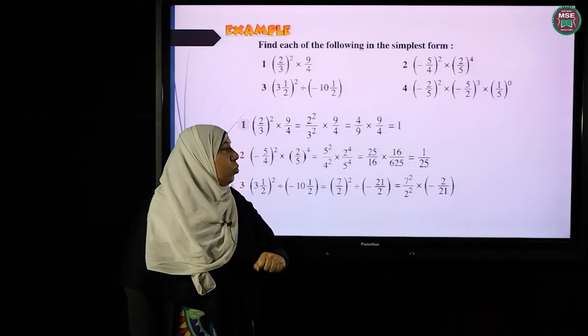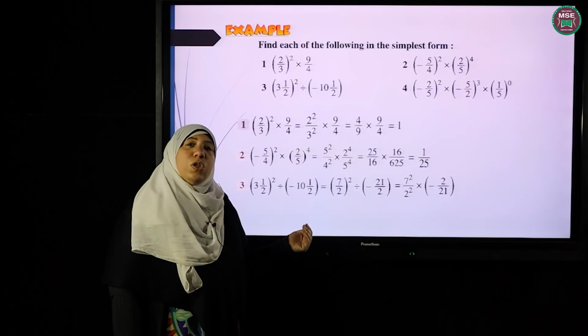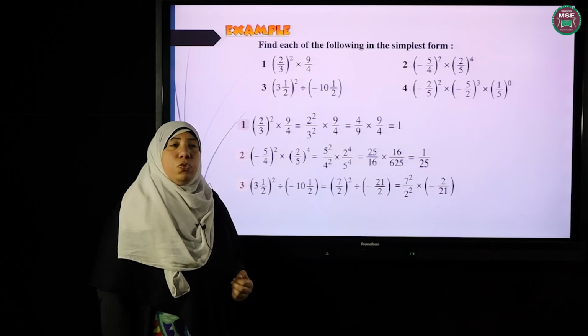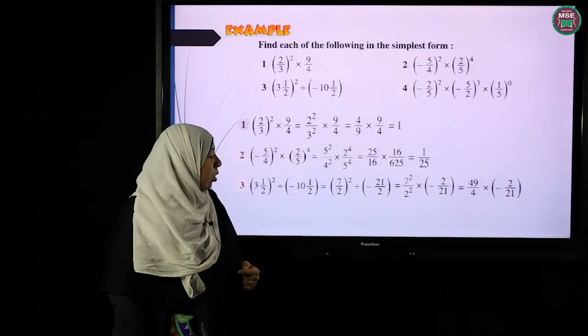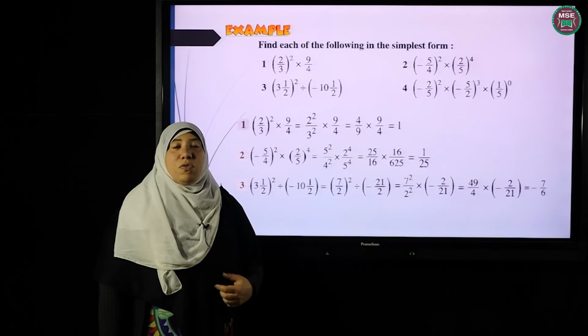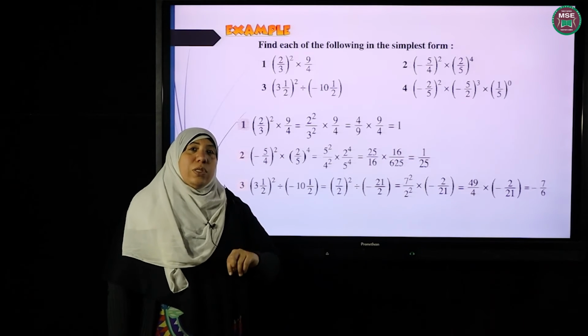Now, 7 power 2 over 2 power 2 times this number. 7 power 2 over 2 power 2 is 49 over 4 times negative 2 over 21, equal to negative 7 over 6. And you can use the calculator only for the last step.